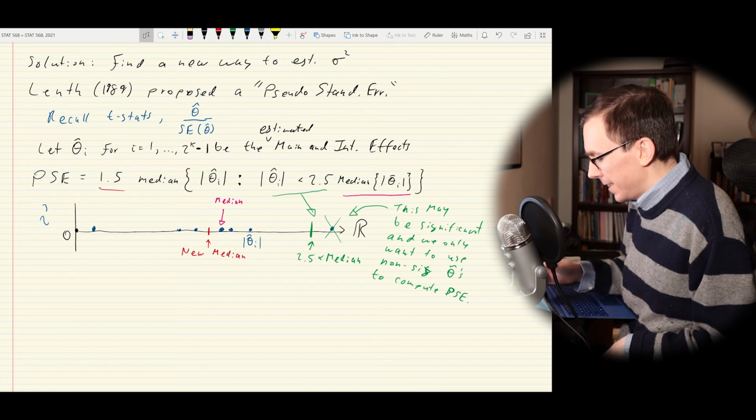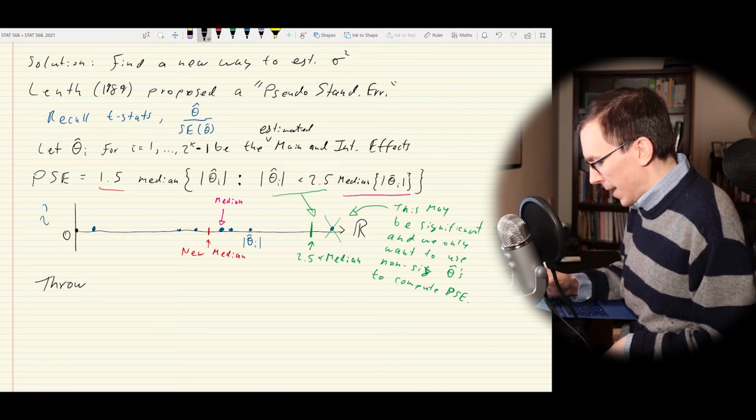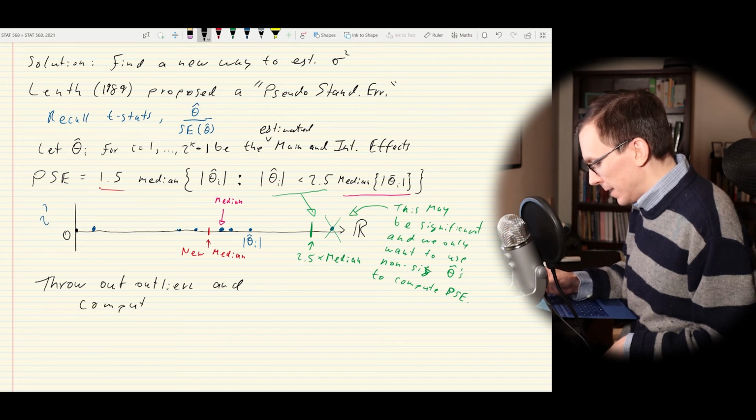So the idea is throw out outliers and compute the new median.